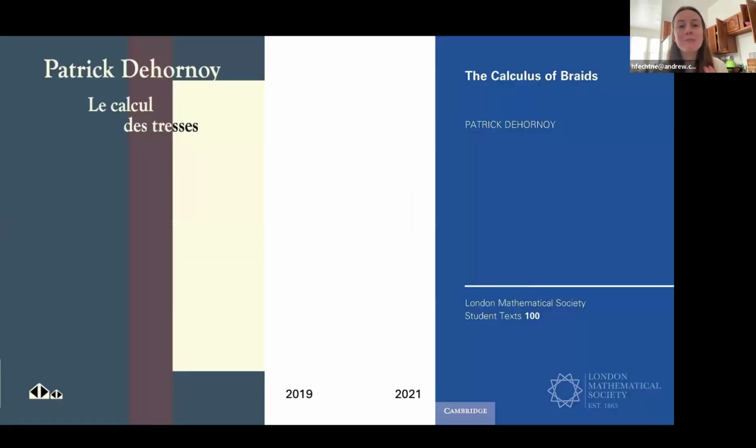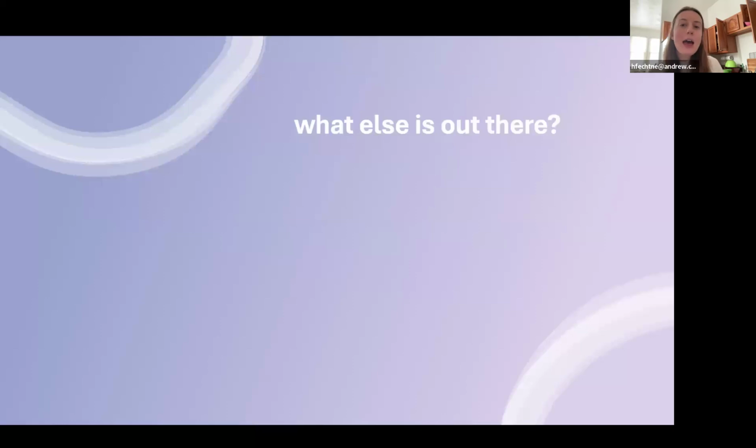I am following Patrick Dehornoy. He's a French mathematician, sort of the father of modern braid theory. I'm working out of his book. I included the French version because the cover's a little more decorated. But this is relatively recent, 2019, originally published 2021 in English. And to my knowledge, this is the first formalization of braid groups.